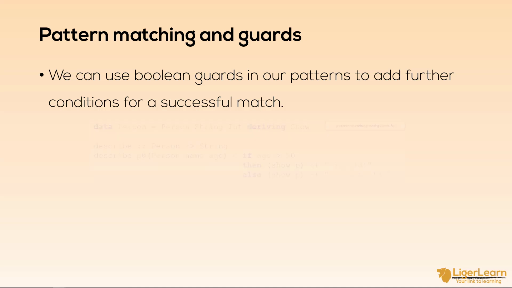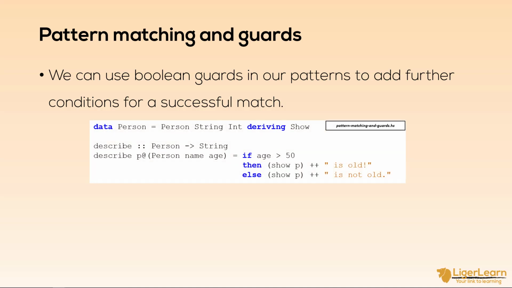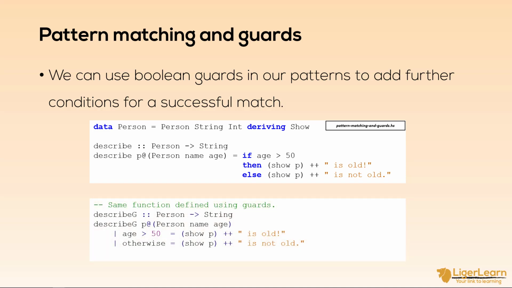Let's see what I mean with an example. Here, we are using an if-then-else expression to conditionally return a different string. Now let's see the same example, but this time defined using guards. I've called this function describeG, with the G indicating that we are using guards. Now there is some new syntax here, but nothing too complicated. Let's go through it together.